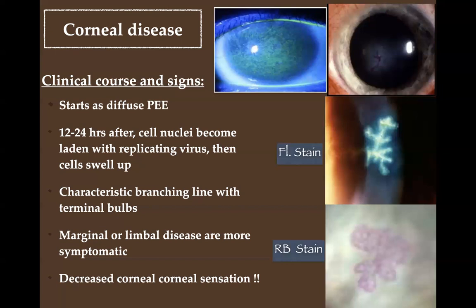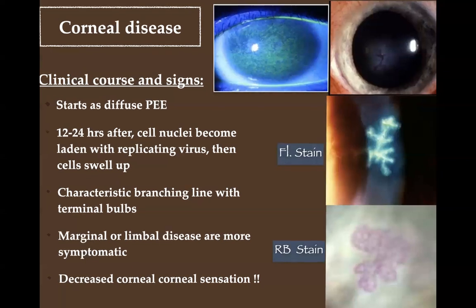Also, marginal or limbal disease is more symptomatic. In this case, you will find that the patient suffers significant pain in spite of the affected corneal sensation. But here, the limbal and scleral part of the infection explains this severe pain. Decreased corneal sensation is one of the landmarks and characteristics of viral keratitis.